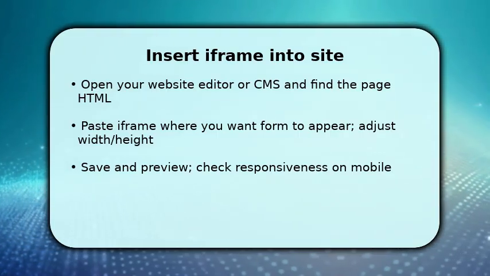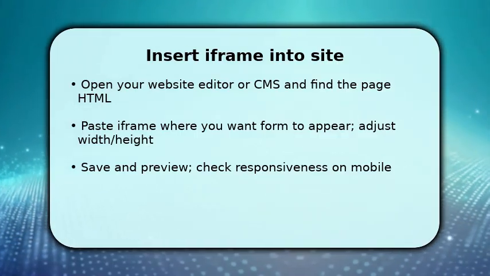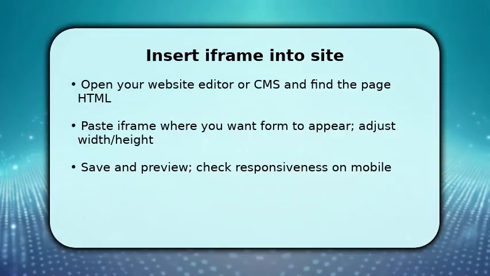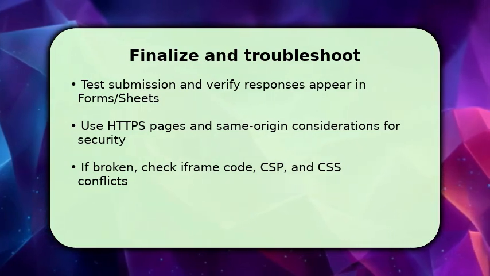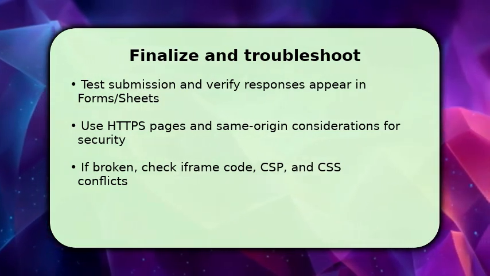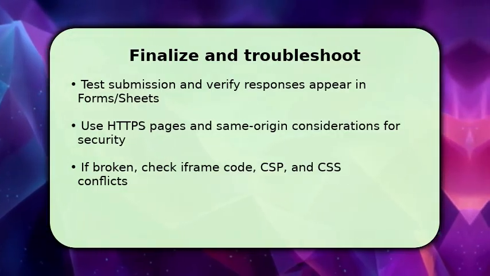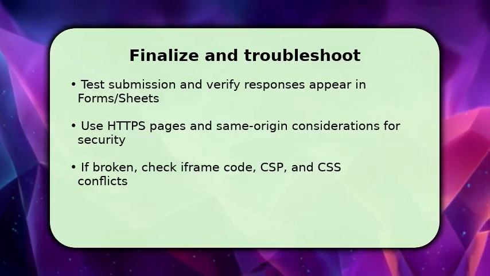After saving, preview the page on desktop and mobile. If the form overflows, adjust CSS or use a container with overflow: auto to keep layout intact. Finish by testing a full submission so you confirm responses reach Google Forms or the linked sheet. Make sure your site uses HTTPS to avoid mixed content blocking. This prevents the iframe from being blocked by modern browsers.